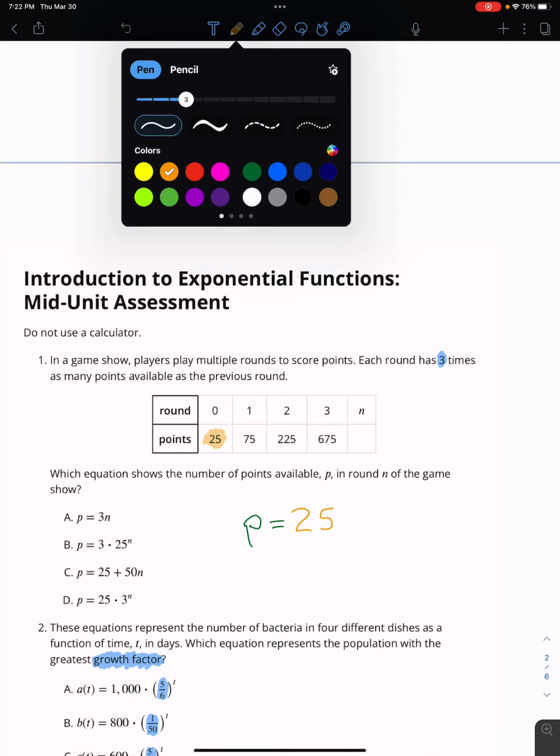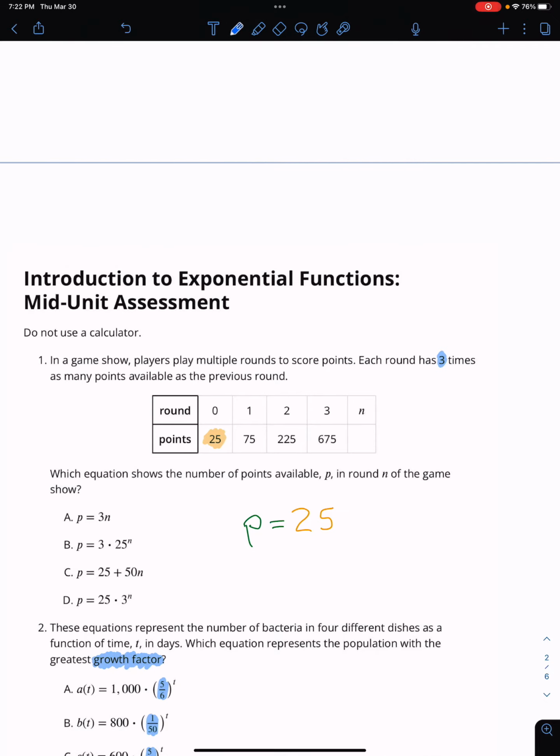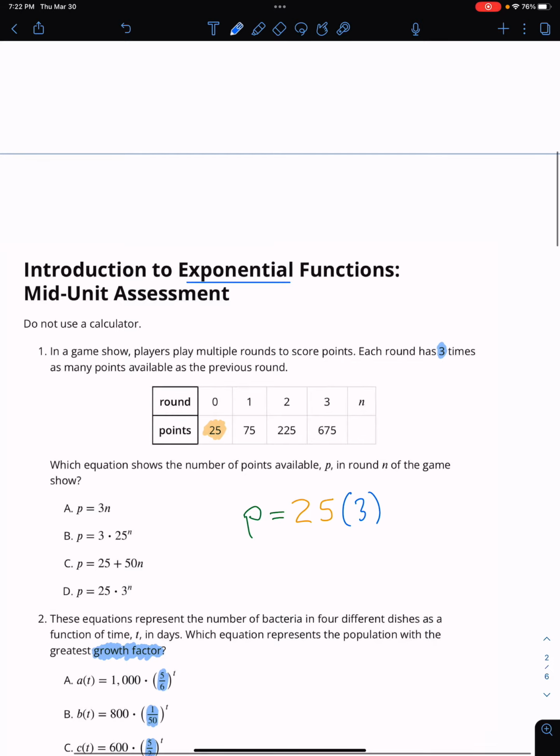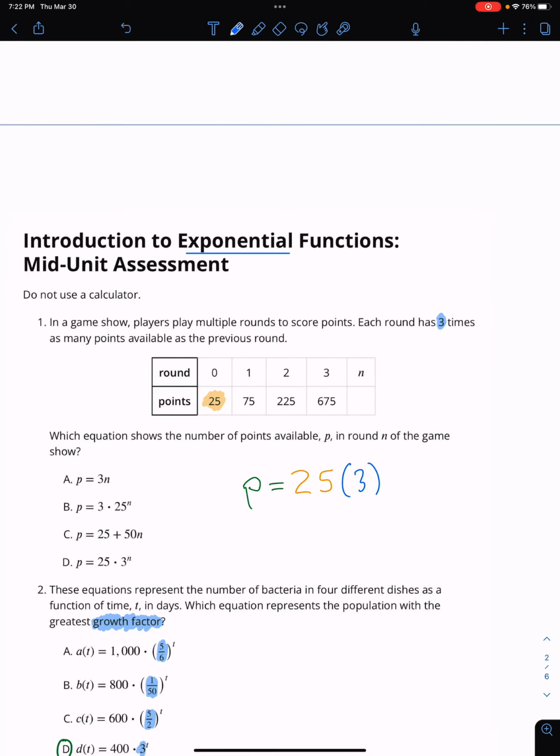I highlighted it in blue, so I'm going to write it in blue down here. We're going to triple it every time. And what is this unit? It's called exponentials. And what's that got to do with the exponent? What makes the exponential function? It's when the variable is in the exponent position.